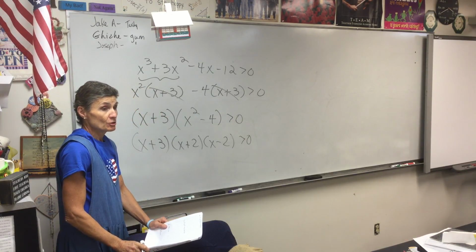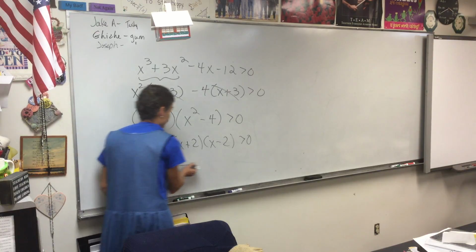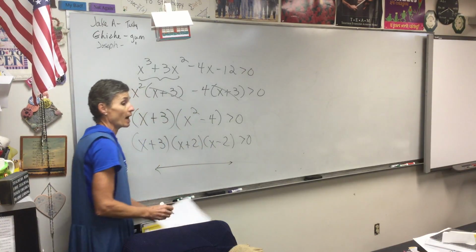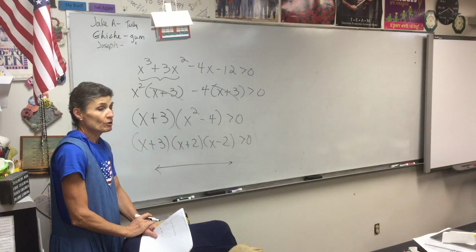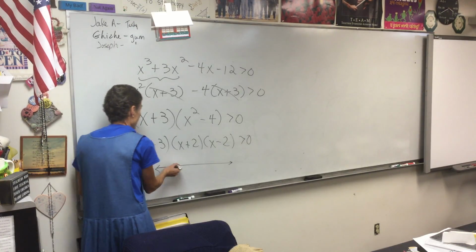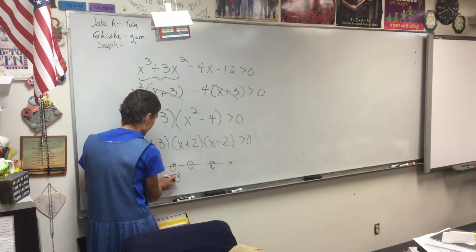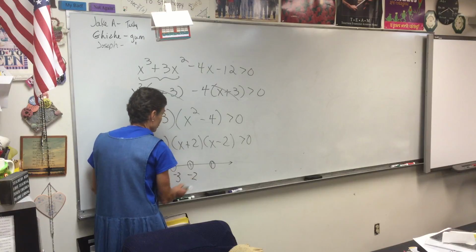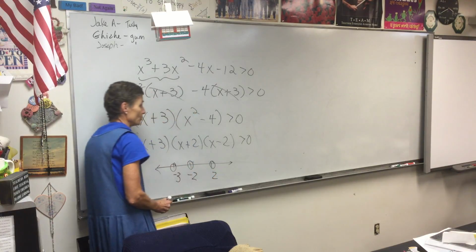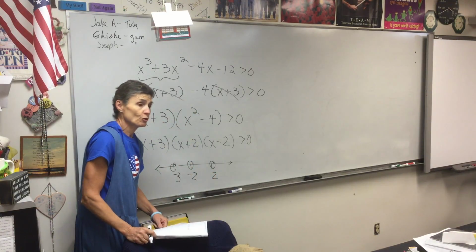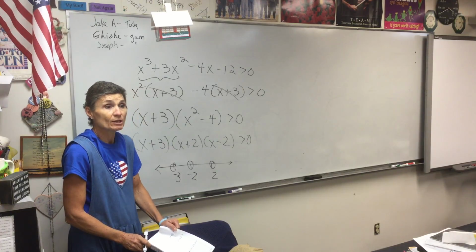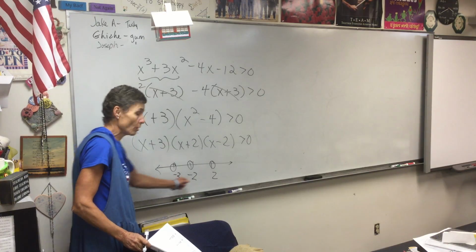Right? So I'm going to go to my number line. And I'm going to put some dots on my number line. Where do you think those dots will be? At -3, -2, and +2. Please make sure you get all those dots on there in order. The right order on the number line.